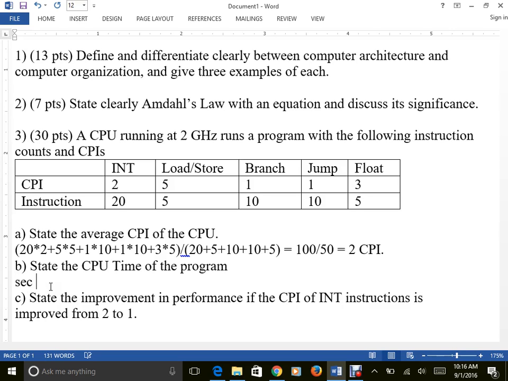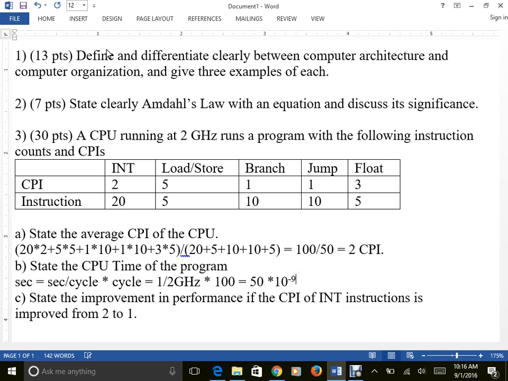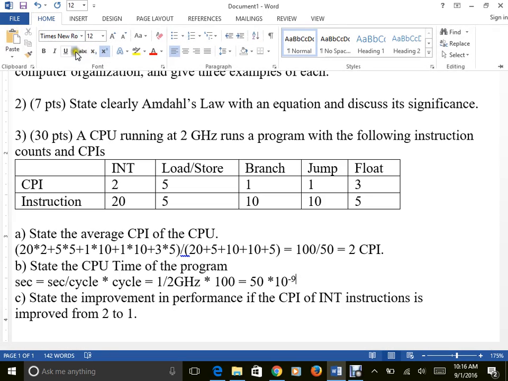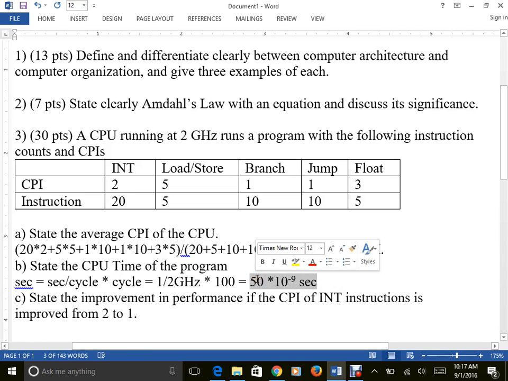So what we're trying to get to, since it's time, it's seconds. So we need to use seconds per cycle times cycles, right? The units will set you free, which is equal to 1 over 2 gigahertz times 100, which is equal to 50 times 10 to the -9 seconds, right? So that's the CPU time. Does that make sense? I did see a number of people put this, so a lot of people are on the right path.